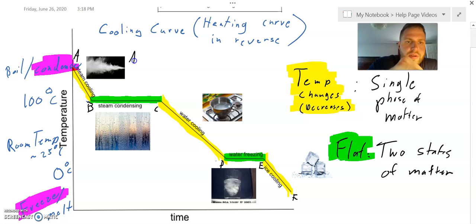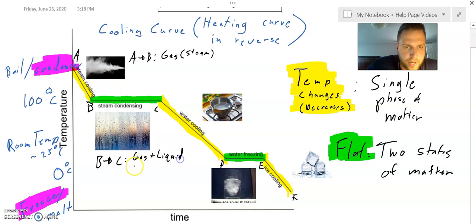So from A to B, we have a gas, and we call this gas steam. So now from B to C, we have two phases of matter. We have not only a gas, but a liquid at the same time. And again, the word we used was condense.